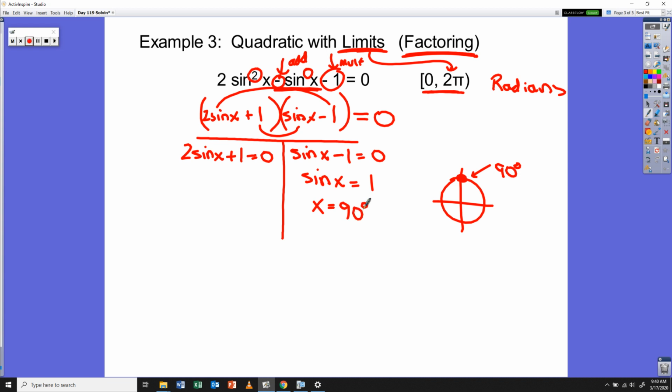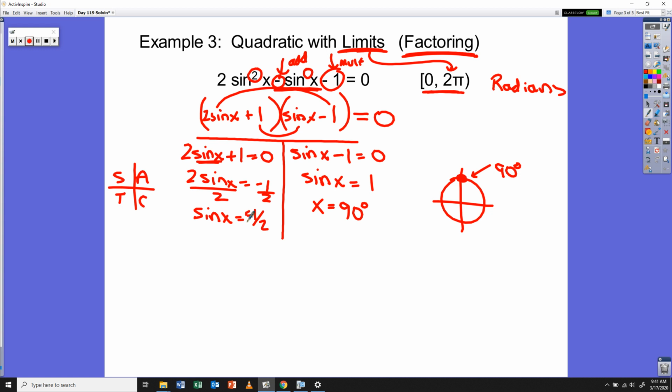For the left-hand side, in order to get sine by itself, we're going to have to move the 1 over to the other side by subtracting, and then divide both sides by 2. So we're looking for angles whose sine values are negative 1/2. Again, make yourself a chart to figure out where things are positive and negative.